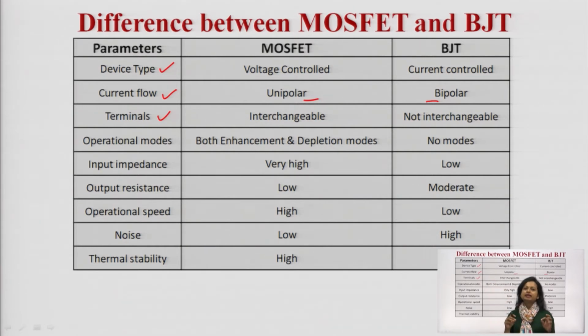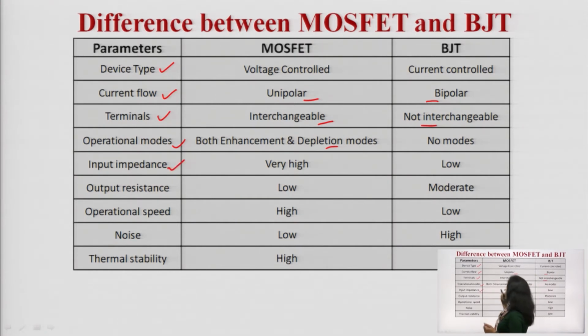Terminals. In case of BJT, once it has been designed by the manufacturer, left one is the emitter terminal, right one is the collector terminal, it cannot be interchangeable because their functions are clear, their doping levels are different, their area is different. So it is not interchangeable, while terminals are interchangeable in the case of the MOSFET. Operational modes. In MOSFET, it operates in enhancement and depletion, while in BJTs, no such mode exists.